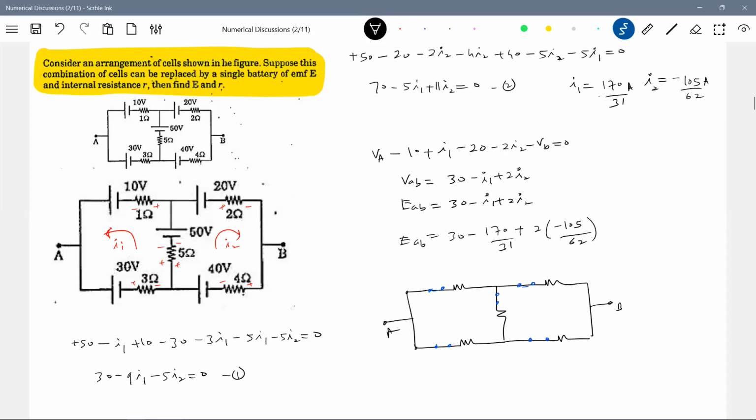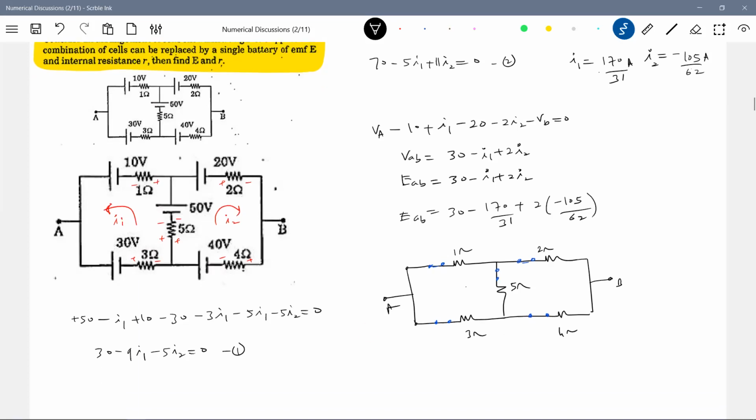Then you find out the effective resistance. So this will be 1 ohm, 2 ohm, 5 ohm, 3 ohm, 4 ohm. I think it's not a Wheatstone network. Not a Wheatstone network, so what do we have to do? Again, branching method. So we'll assume some V naught is connected. So here I1, I2.